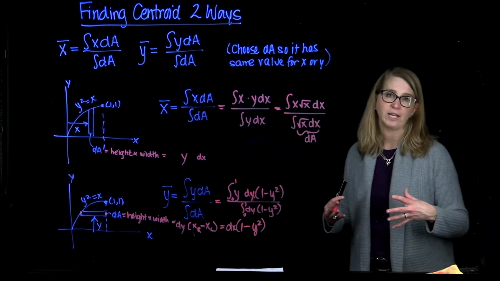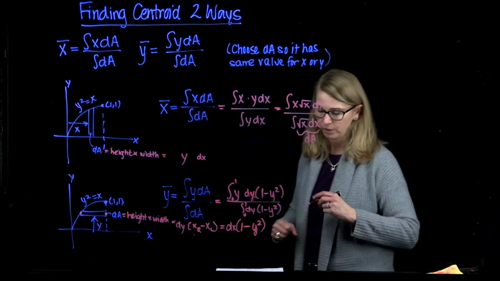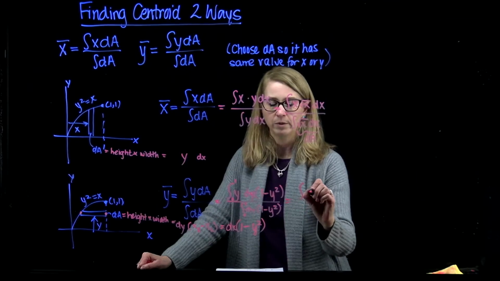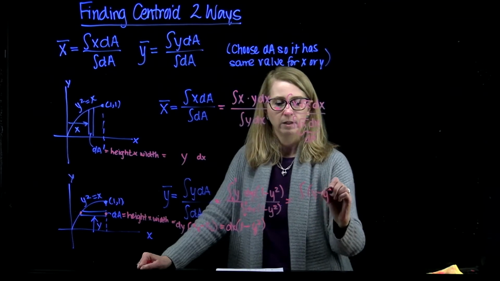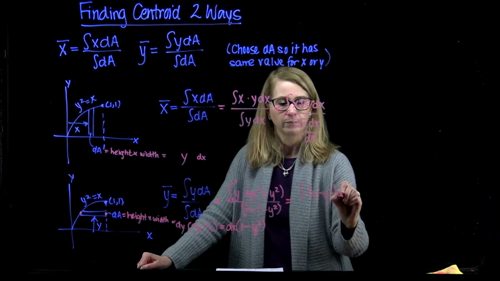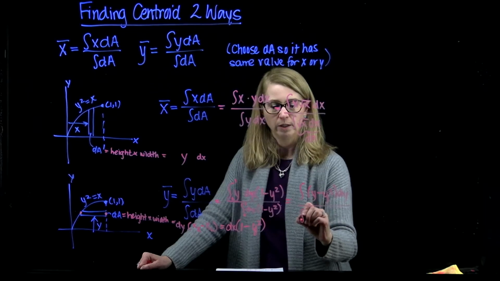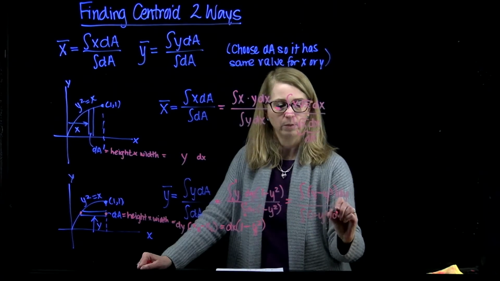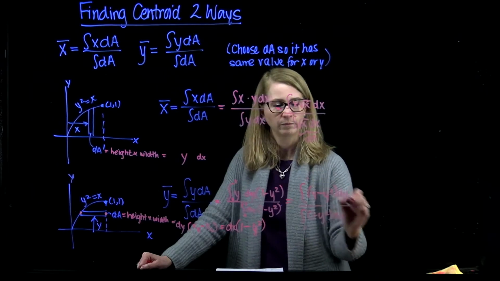And so I want to have the answer so we can do a comparison of two different methods for finding this centroid. So this integral on the top, I have to distribute before I integrate. It turns into y minus y cubed, and the integral on the bottom is just 1 minus y squared dy. And again, the limits are 0 to 1.